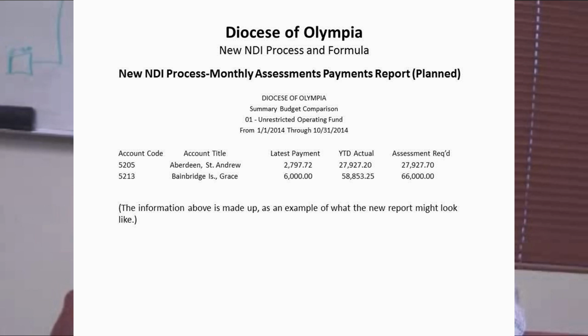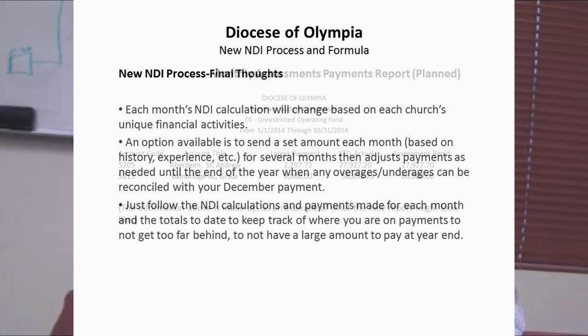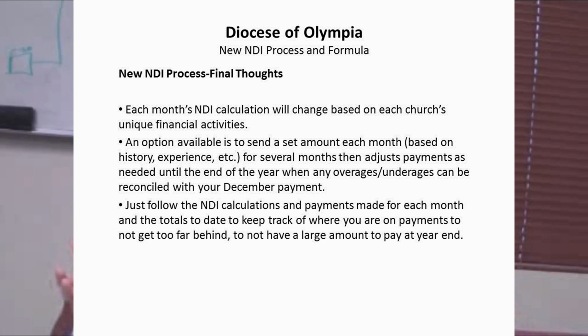Final thoughts on the new NDI process itself. Each month's NDI calculation will change based on each church's unique financial activities. And believe me, they are very different church by church, surprisingly. You'd think everybody's operating stuff would be about the same, and their expenses would be about the same in terms of what they spend it on. But there are differences in how churches small versus large operate and things like that. So it does make some difference.